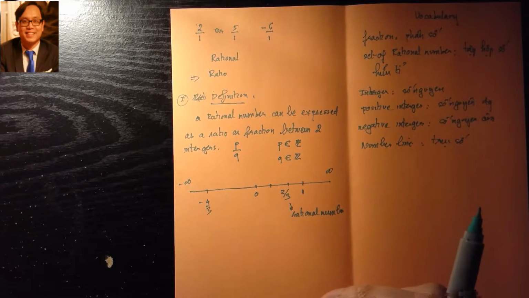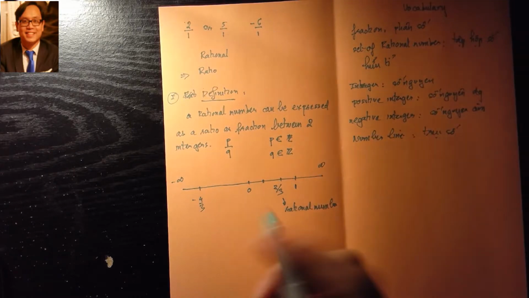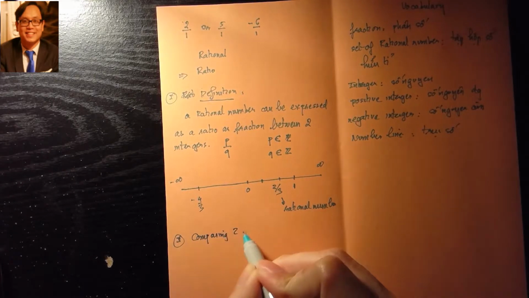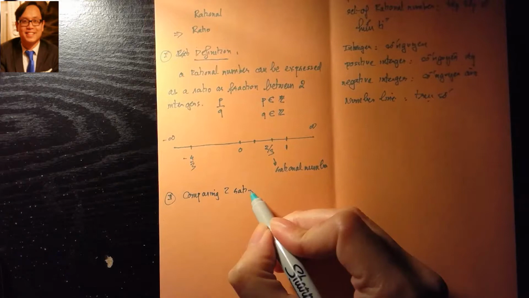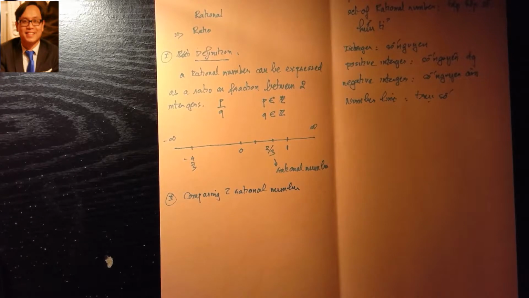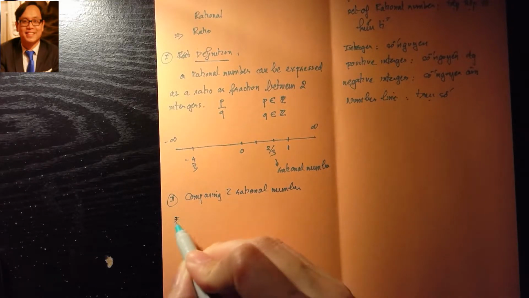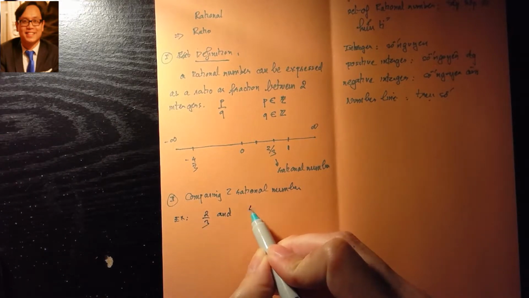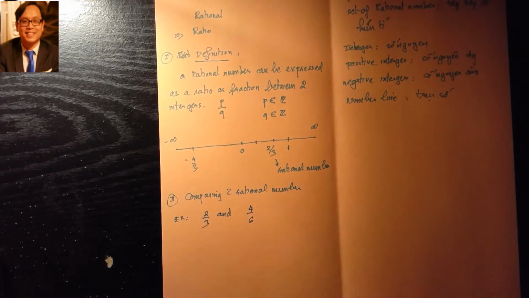And we can compare two rational numbers by converting them to have the same denominator. For example, if you have 2/3 and we want to compare that with 4/6, right? And we have to bring it to the same common denominator.